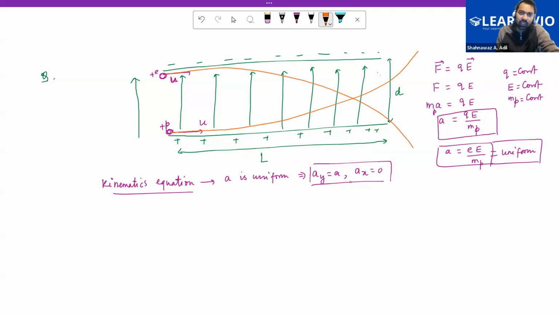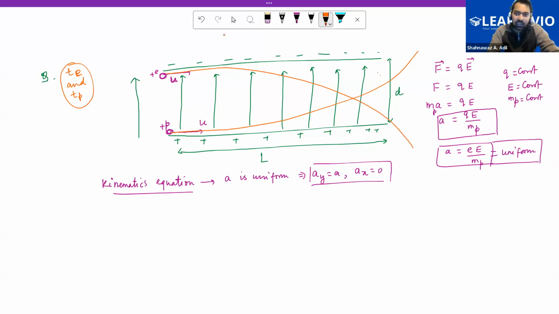So the question is, who will cross this tunnel first? That is the question. Is it clear? Yes. So we have to find out TE and TP. Which one is greater? Right. So let us find that out.